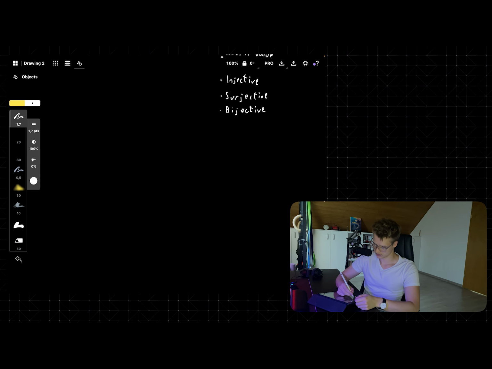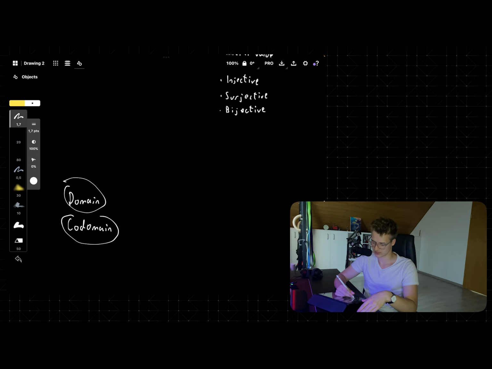So, the domain is the set of elements that the function takes. Okay? So, the domain is the set of elements that the function takes. Now we have the codomain, which is the set of elements that the function maps to. So you can imagine this is the starting point and this is the end point. Okay? Or the starting island and the destination island. And then you have what connects them, which is the mapping.